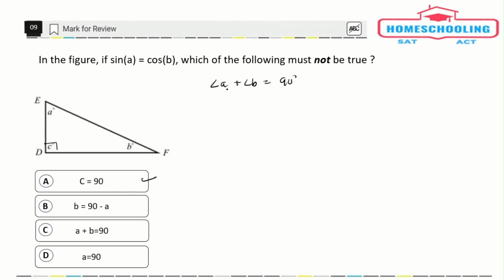Now, as we know, angle A plus B is 90 degree, so we can also write that angle B is equal to 90 minus angle A. So this is also true. As we know that angle A plus angle B is 90 degree, this is also true, but this is not true. Angle A can never be 90 degree. The sum of both the angles would be 90 degree, but alone it cannot be 90 degree. So option D is your answer. Now moving to the next question.